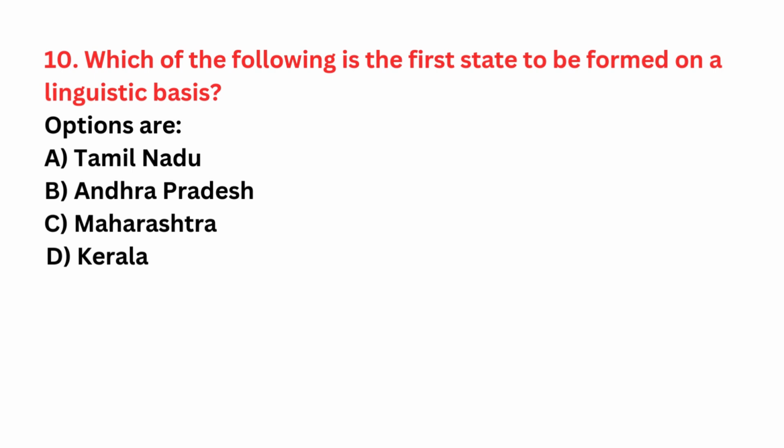10. Which of the following is the first state to be formed on a linguistic basis? Options are A. Tamil Nadu, B. Andhra Pradesh, C. Maharashtra, D. Kerala.